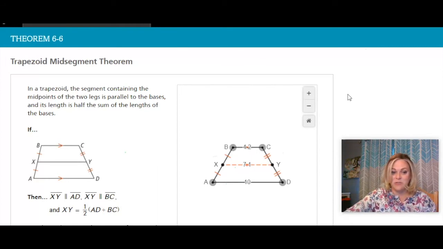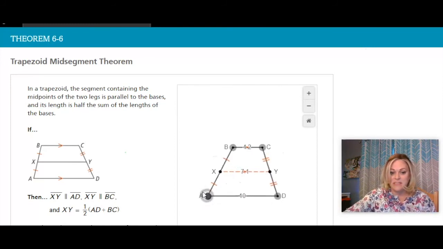So these 2 are congruent. These 2 are congruent. So I know this BA has been bisected. CD has been bisected, which creates midpoints. So X is a midpoint, Y is a midpoint. When they're put together with a segment, it's called a mid-segment. So let's look at this mid-segment as I manipulate the measurements.